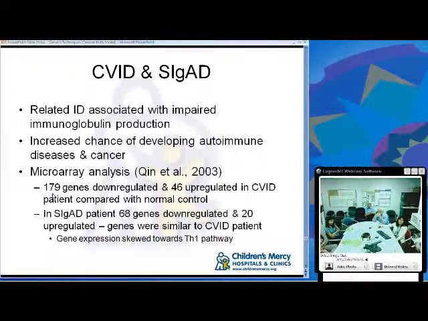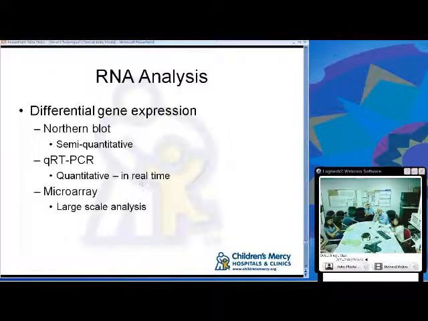Chin in 2003 used microarray analysis, and he was able to show that in CVID there were 179 genes that were downregulated and 46 that were upregulated compared with the normal control. And in SIgA deficiency, 68 genes were downregulated and 20 were upregulated, and these genes were similar to the CVID patients. I won't tell you what all of those genes are, but the gene expression was skewed towards the Th1 pathway.